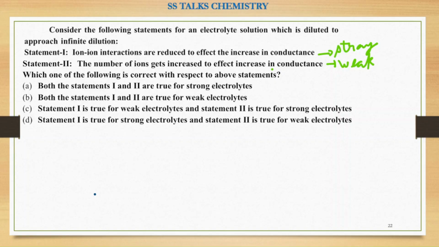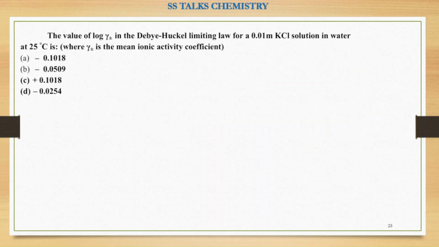So it asks which one of the following is correct. Option A says both statements are for the strong electrolytes, incorrect. Next, both are for the weak electrolytes, again incorrect. C says the first one is for the weak electrolyte and the second is for the strong. This is again incorrect, the reverse statement is given. D says the first one is for the strong and the second is for the weak electrolytes. This one is the true statement. So D is the correct answer in this case. Okay. Next we have this question.